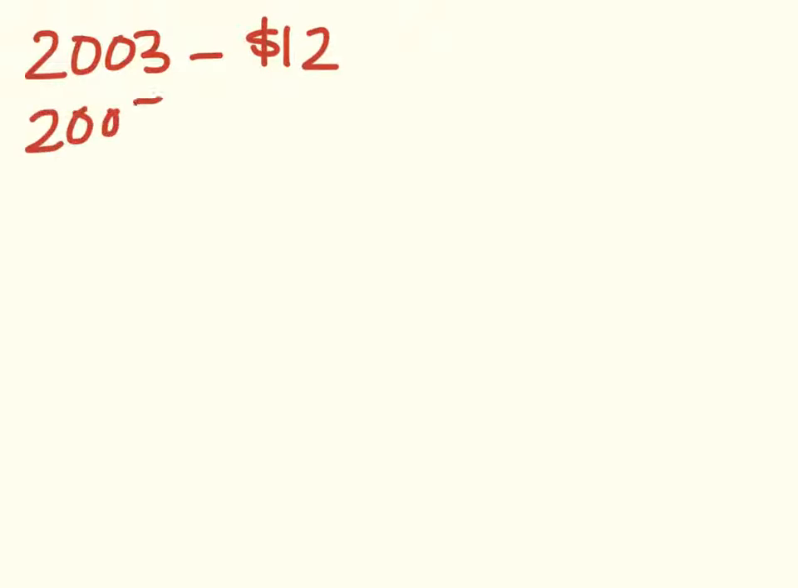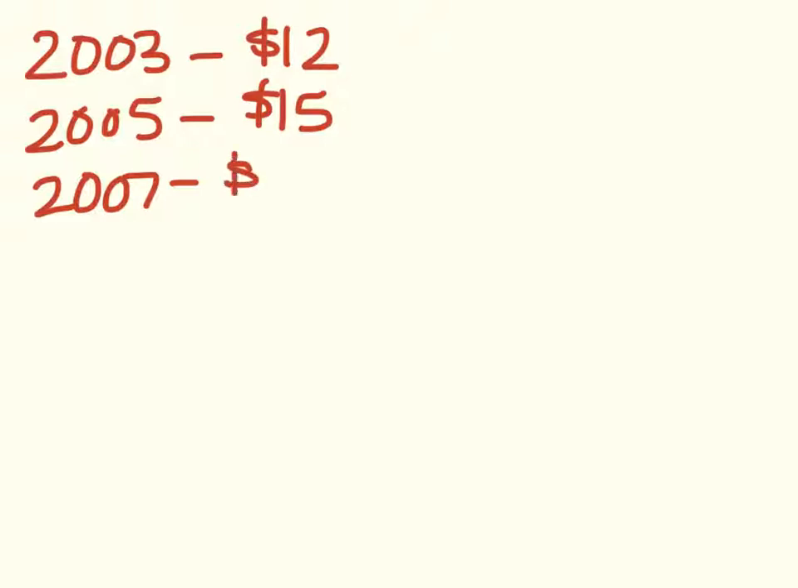Now we're going to complete a percent increase or decrease problem that includes multiple increases or decreases. So let's start with this example involving the price of a book. The original price of a book in 2003 was $12. In 2005, the price of the same book increased to $15. And in 2007, the price of the book was $3 more than the price of the book in 2005. So $18.